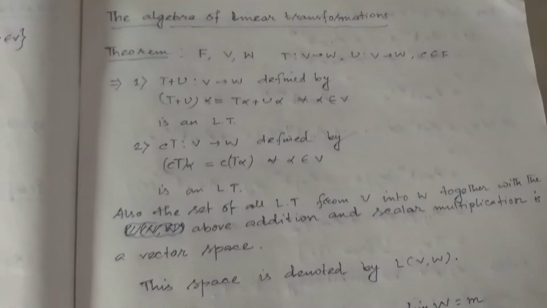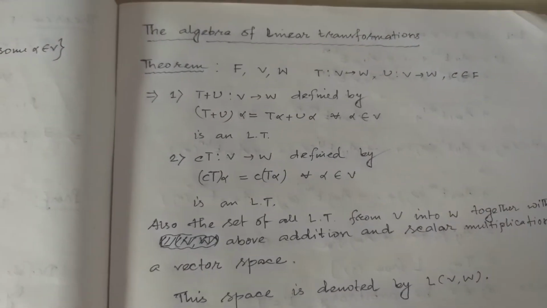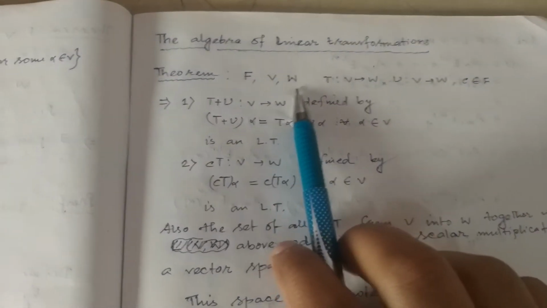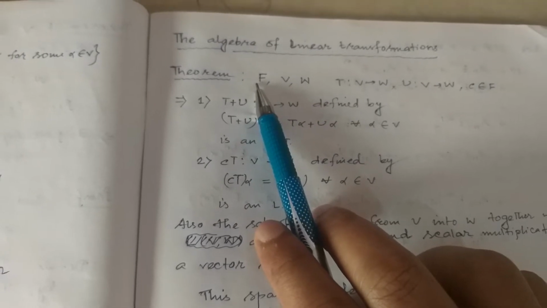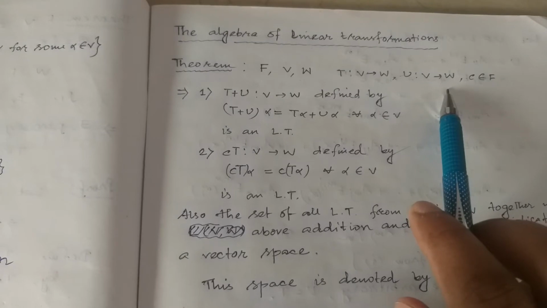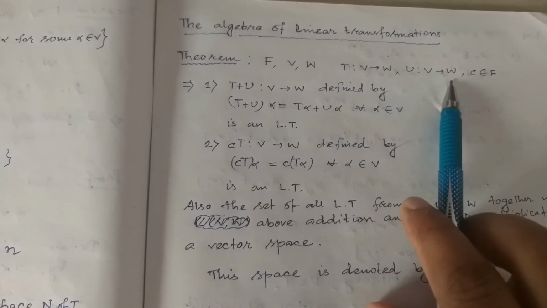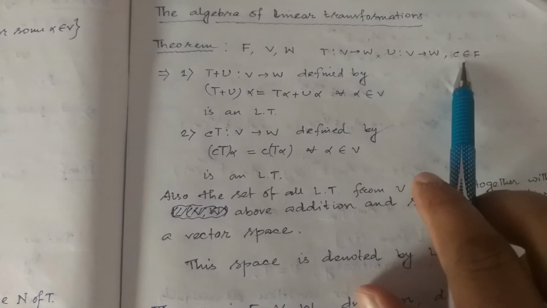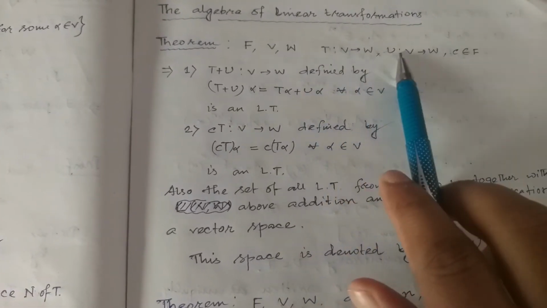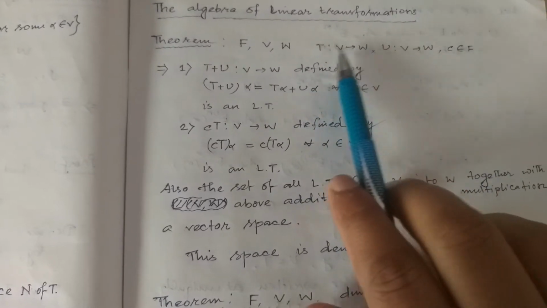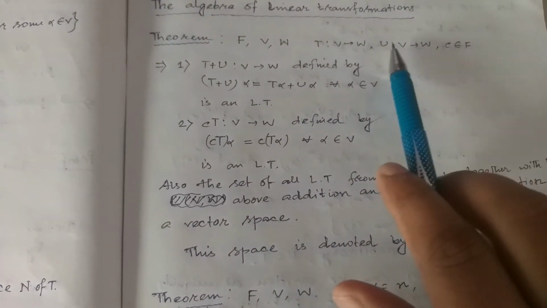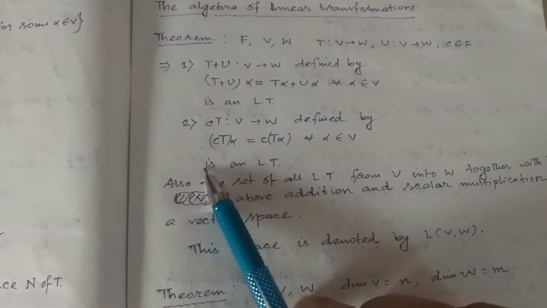Let F be any field and V and W be two vector spaces over the same field F. Let T and U be two linear transformations from V to W, and C be any scalar. Now we first define that the summation of two transformations is again a linear transformation, and the multiplication of a transformation with a scalar is again a linear transformation.